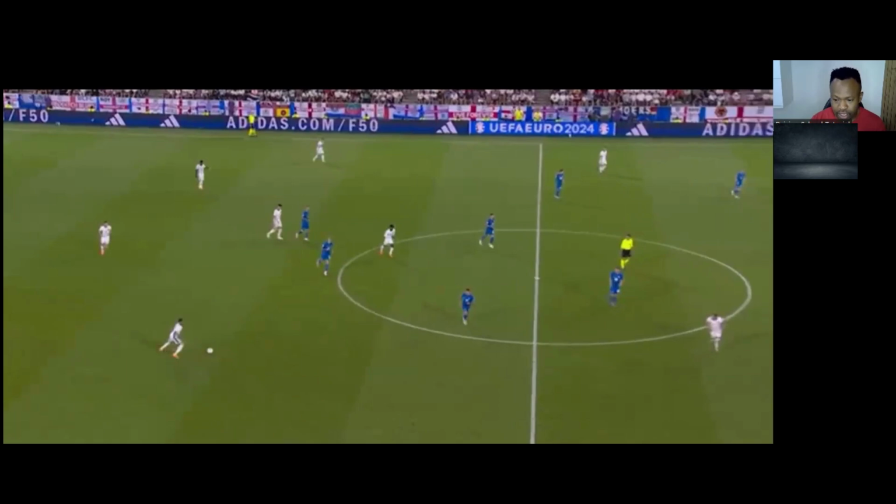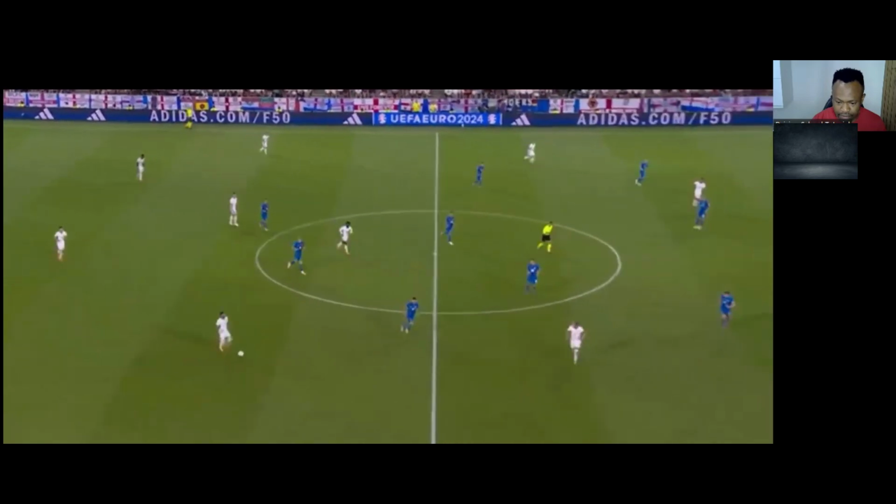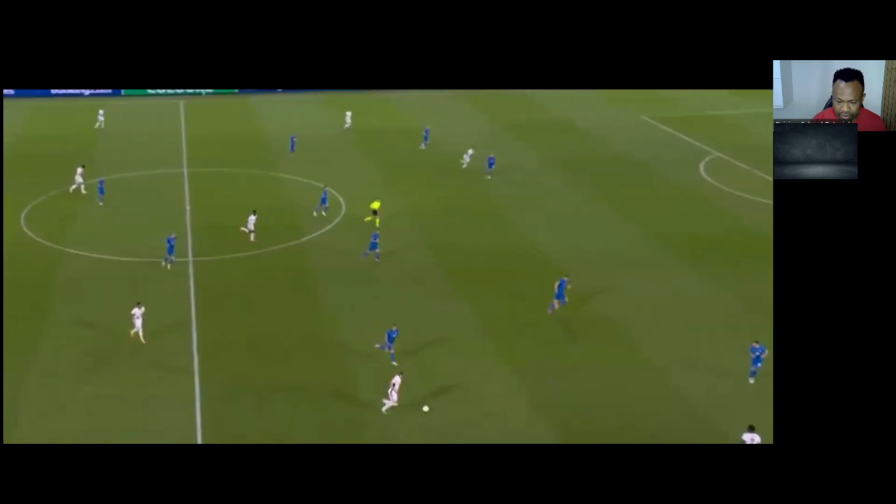Okay, still look at him here. This is the same Kane. Now, my question is, why make this deep movement to receive the ball? Let's look at it. So Kane makes this deep movement to receive the ball. Now, Kane is having the ball. Who do you have in the position of Kane? Nobody. That is why I keep on talking about Didier Drogba.